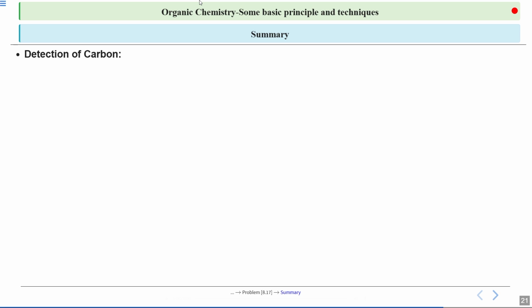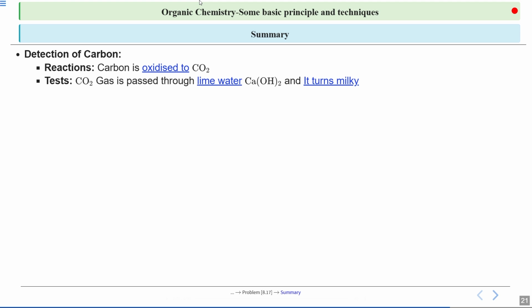Now we will summarize today's lecture. We started with the detection of carbon. To do that, we heat it with the oxide of copper. In that process, the carbon is oxidized to carbon dioxide. Now to detect this, we pass this carbon dioxide through lime water, which is calcium hydroxide, Ca(OH)2. If carbon is present in the given organic compound, then it will turn the calcium hydroxide solution milky.